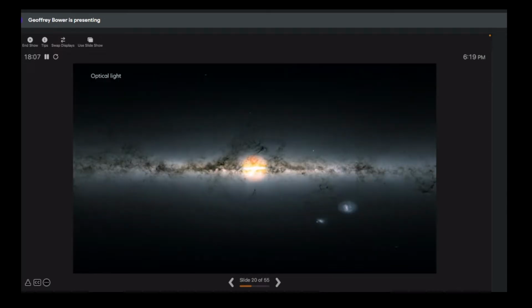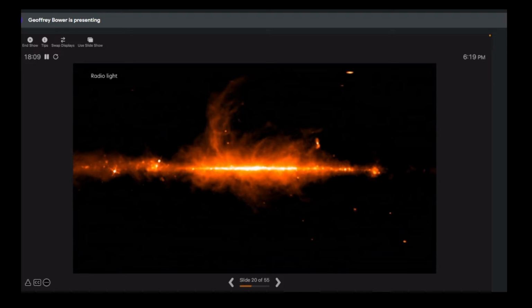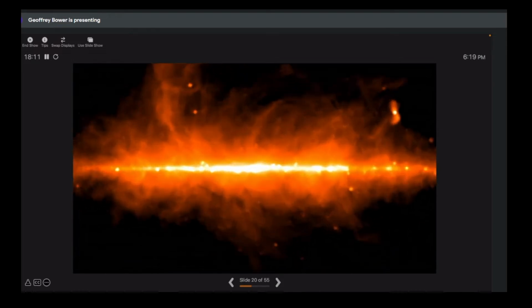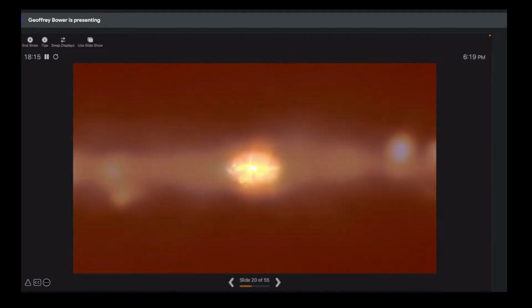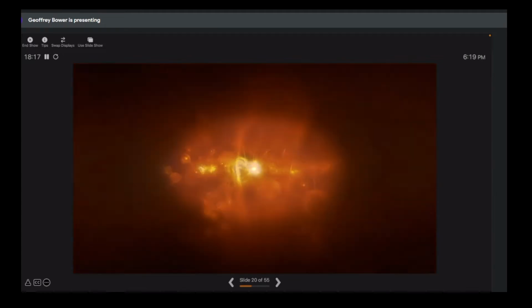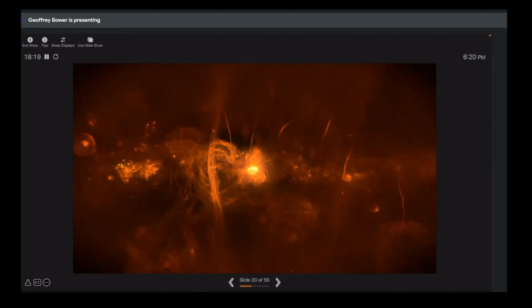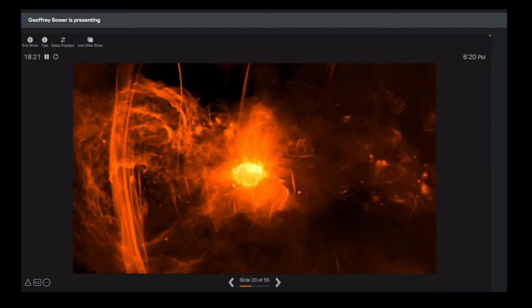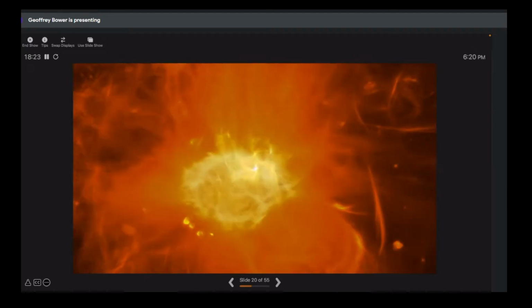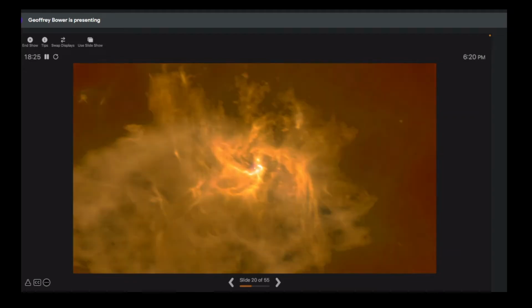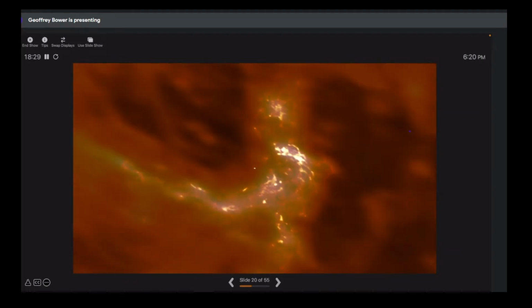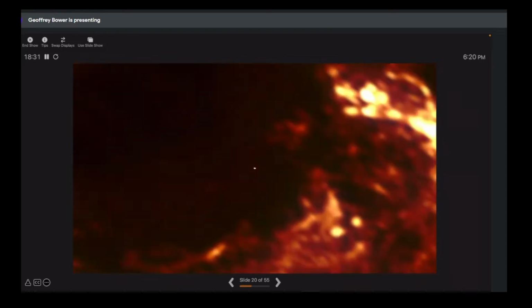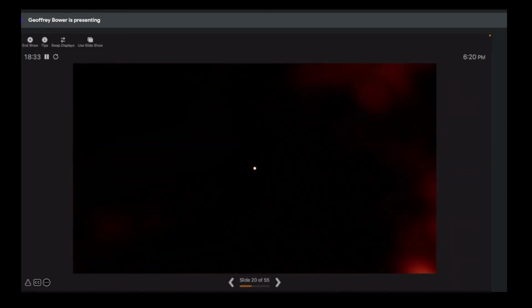So now I want to show you this movie of the radio view of the Galactic Center. So you see the galactic plane in radio, and now we're going in towards Sag A star, and we're in Sag A East right now, which is a supernova remnant, and that compact knot is Sag A star itself, buried amidst all of this material.